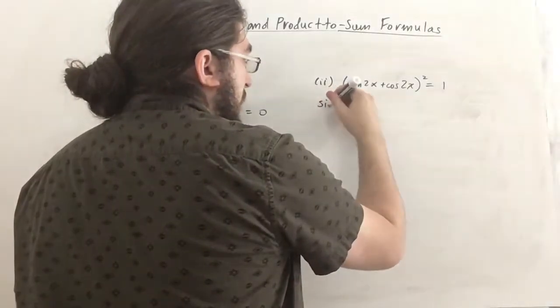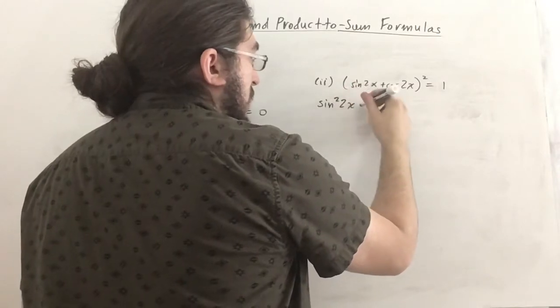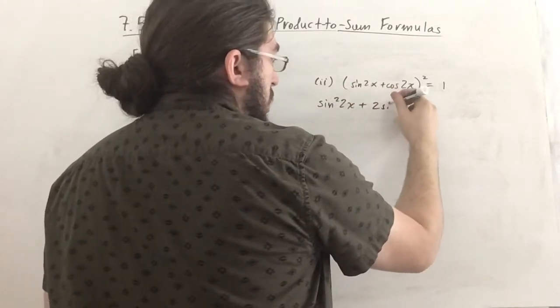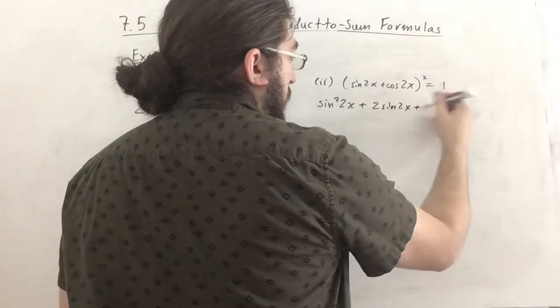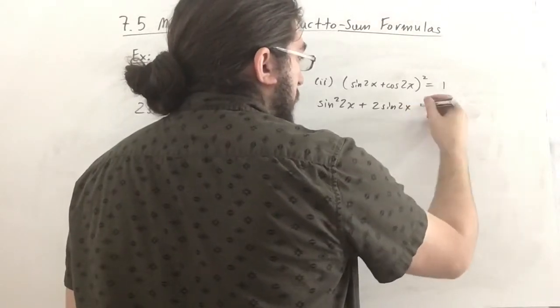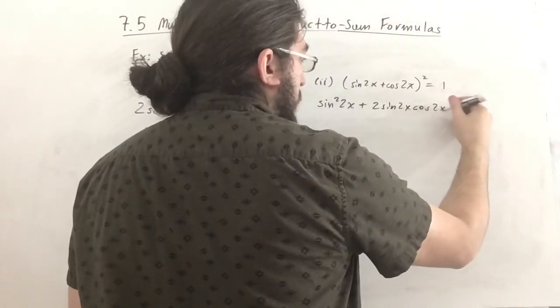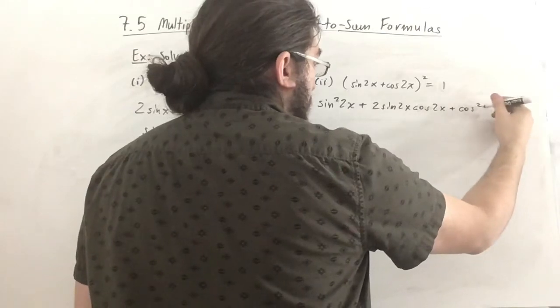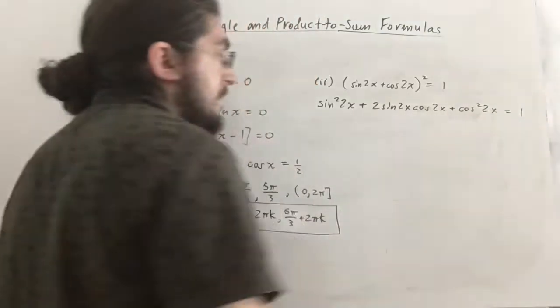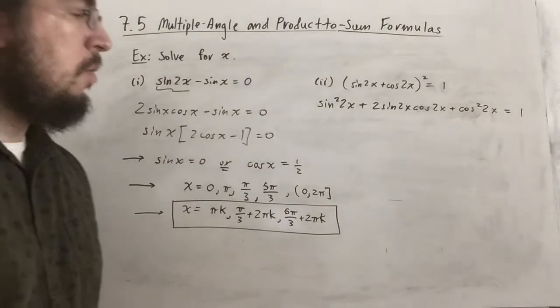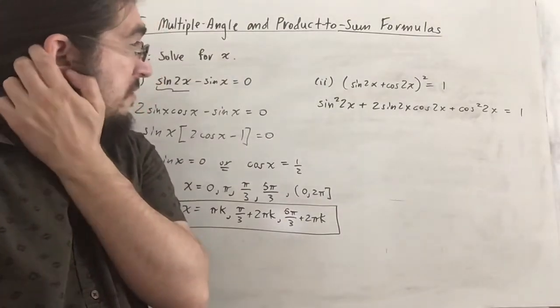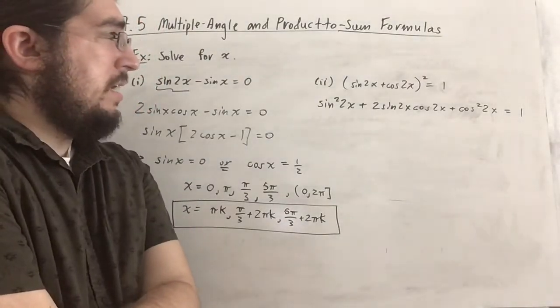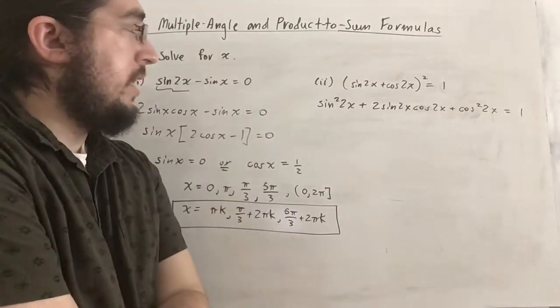So what we end up getting is sine squared of 2x plus 2 sine 2x cosine 2x, there we go, plus cosine squared of 2x, and then equals 1. Now what we want to do is we want to get everything in terms of one variable only, in other words, in terms of either sine or cosine.